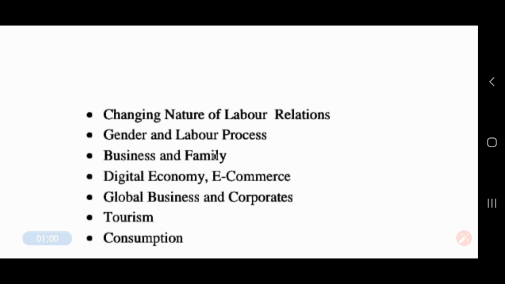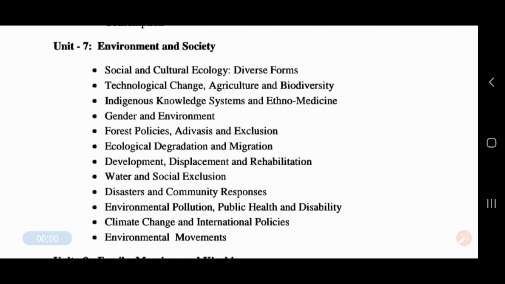Also, you have changing nature of labor relations, gender and labor processes, business and family, digital economy, e-commerce, global business and corporates, tourism and consumption. So many of these concepts you see are new additions in the syllabus.